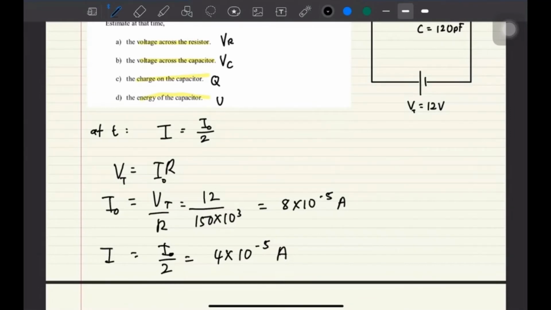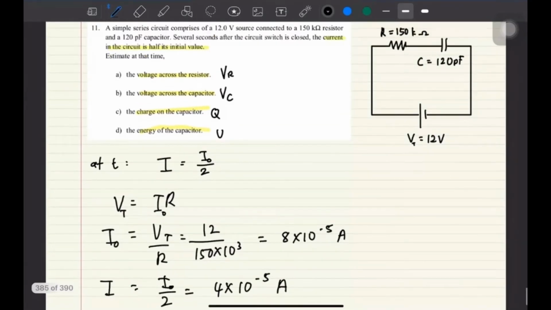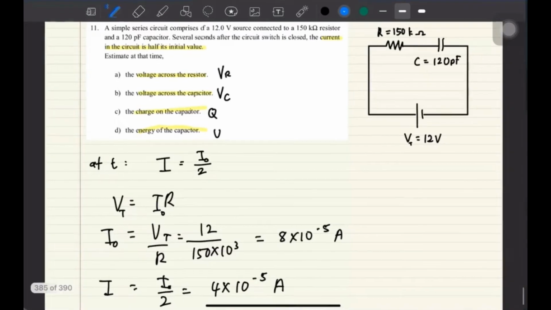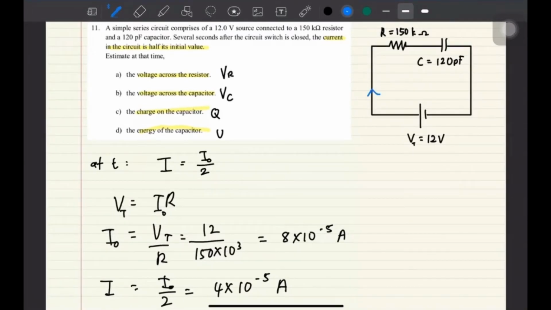Okay, so you can find I naught, you found the I at that particular time. Maksudnya at several t tu, current yang pass through dekat sini adalah 4 darab 10 negatif 5. Okay, the same current will pass through the resistance and the same current will pass through the capacitor because this is a series punya circuit. So tak adalah semua sama, current dia semua sama. I.